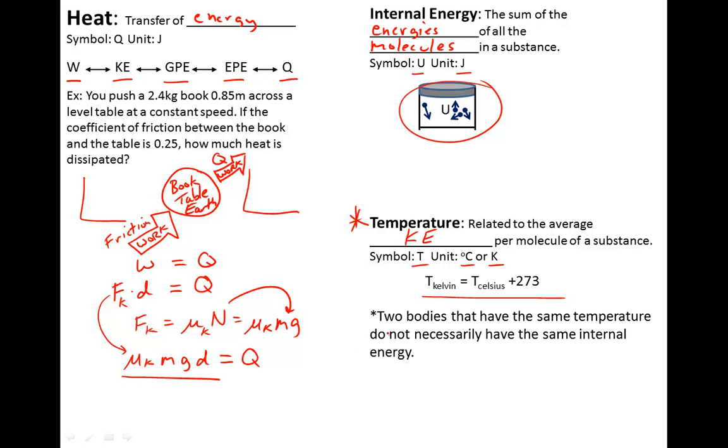An interesting thing to note: two bodies can have the same temperature, but do not necessarily have the same internal energy. Take, for example, a cup of boiling water and an entire iceberg. The iceberg can have more internal energy because it's got a whole bunch of particles with really low velocities or low energies, but because there are so many of them, it would have more internal energy than the cup of boiling water.